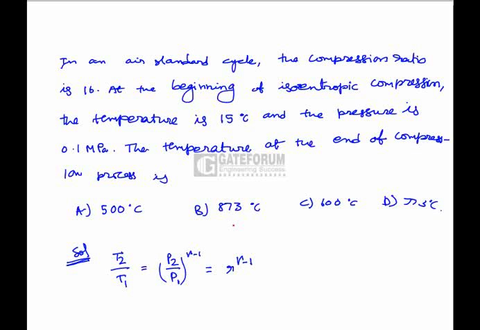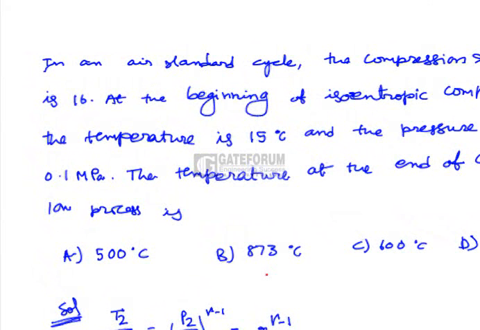In an air standard cycle, the compression ratio is 16. At the beginning of isentropic compression, the temperature is 15 degrees centigrade and the pressure is 0.1 megapascal. The temperature at the end of the compression process is, here the options are 500 degrees centigrade, 873 degrees centigrade, 600 degrees centigrade and 773 degrees centigrade.